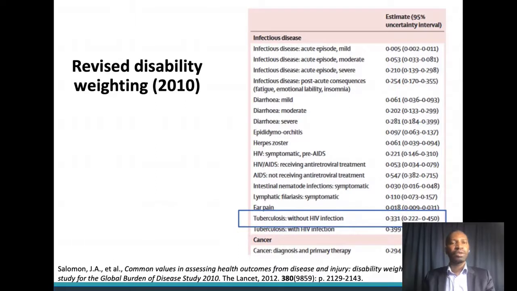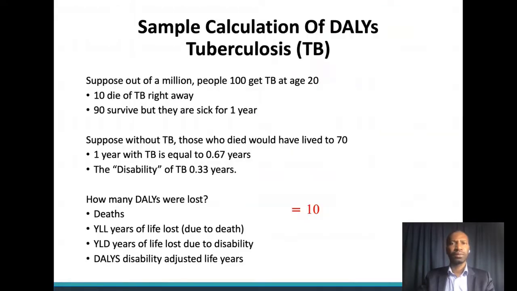Here is the revised disability weighting from the 2010 Solomon et al. paper that I referred to earlier. Let's start by looking at tuberculosis without HIV infection. We can see here that we have 0.331 as the disability weight for this condition. So, how do we do the calculation of DALYs for tuberculosis?